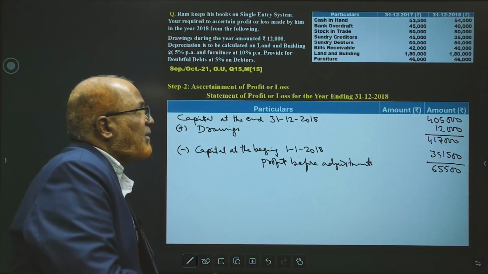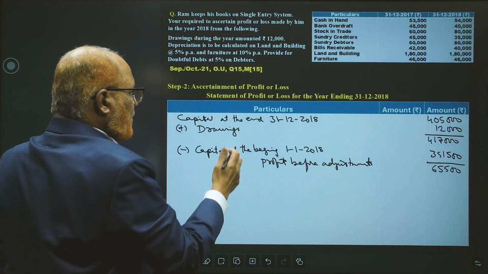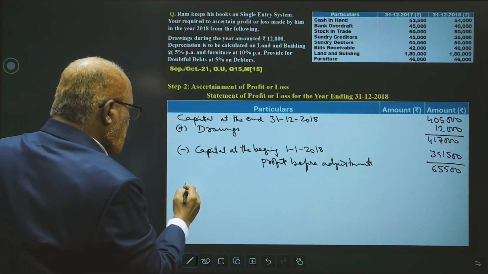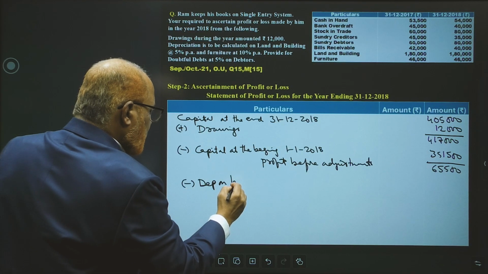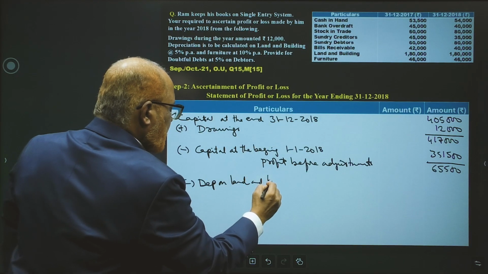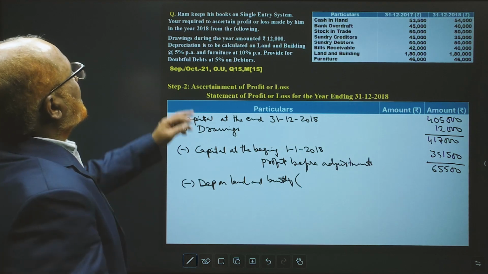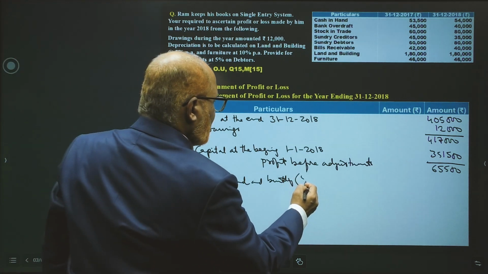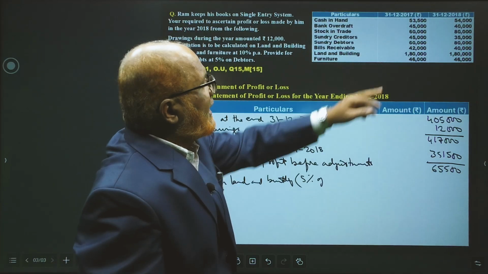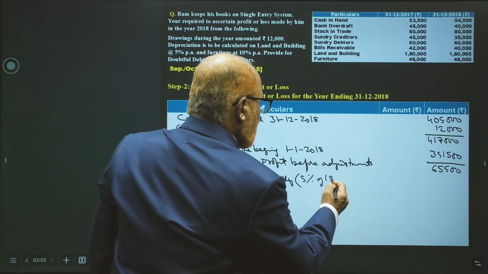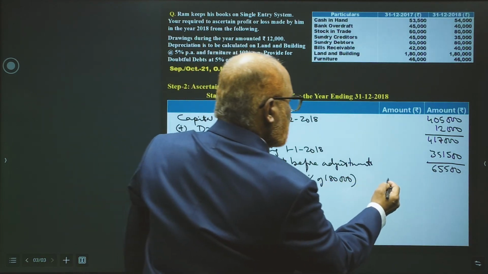What are the adjustments to be made given in the problem here? Depreciation is to be calculated on land and building. So here I am writing less depreciation on land and building. How much? 5%. So 5% of what is the land and building value? 1,80,000. So 1,80,000 into 5%, it comes to 9,000.